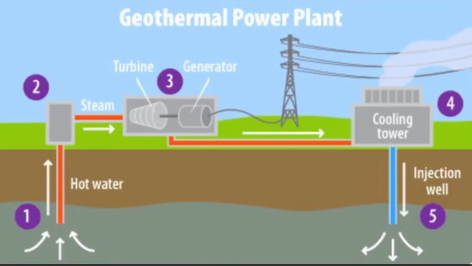The water can then head to a cooling tower where it can cool down and then be either pumped back into the earth via the injection well in step 5, or in the case of the Blue Lagoon, pumped out into a giant swimming pool for all to enjoy.